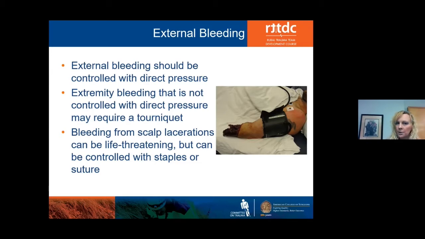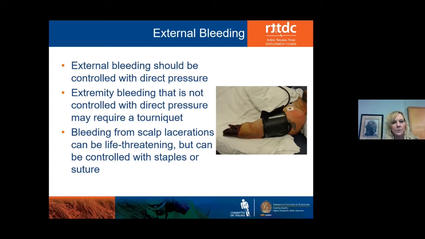It's very important that when you do place a tourniquet, you always want to mark the time that it was placed. That way, when the patient gets to the tertiary care center, we know the timing that the tourniquet was placed.